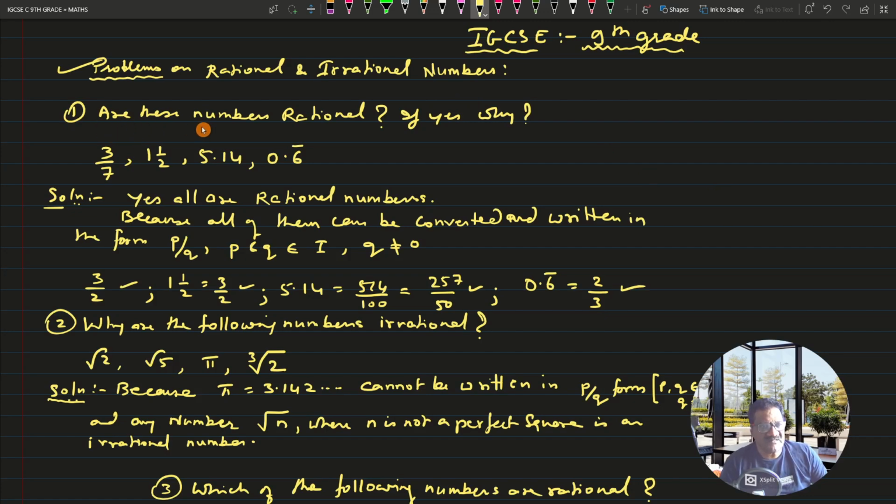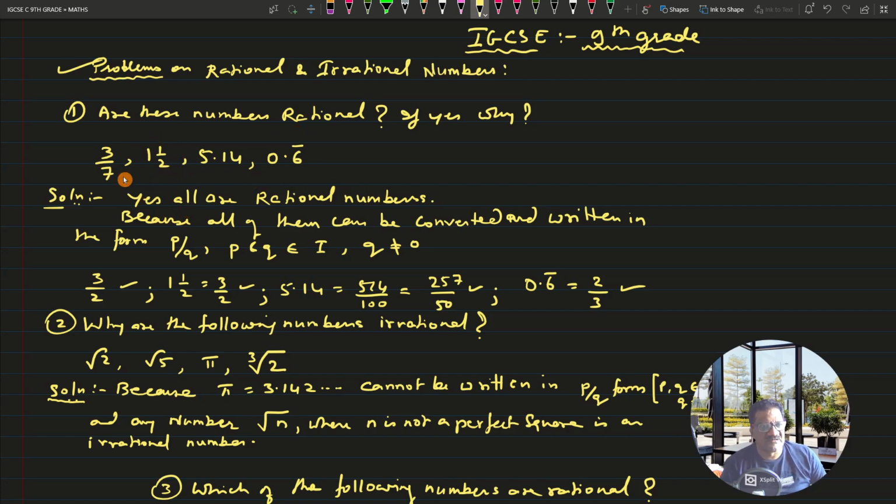Are these numbers rational? If yes, why? And these are the numbers given: 3 upon 7, 1 by 2, 5.14, 0.6 bar. Okay, these are the numbers. Now you have to answer whether these numbers are rational or not, and you have to give the reason why they are rational or why they are not. So first one is 3 upon 7. So the answer is yes. In fact, all are rational numbers.